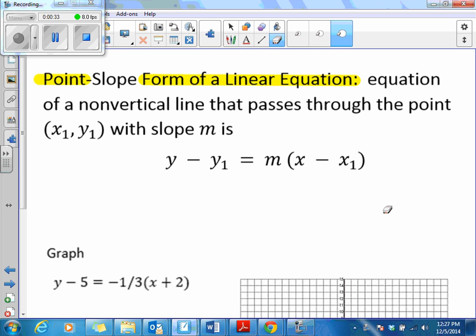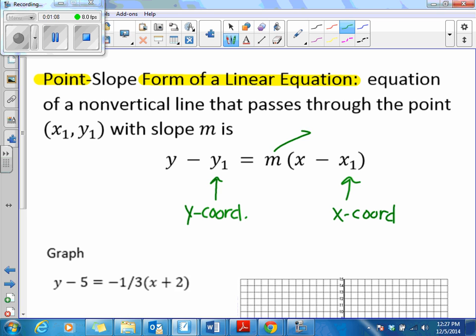So the definition of a point slope form of a linear equation is an equation of a non-vertical line that passes through the point (x1, y1) with slope m. So the parent equation, or the equation that we model, is y minus y1 equals m times the quantity x minus x1. These are coordinates. This is the y coordinate, and this is the x coordinate. And this is my slope. Okay?